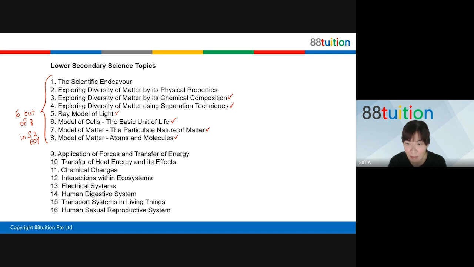So scientific endeavors, even though they say that it's not tested, I have seen questions come out. They expect you to already know this by your fingertips. Anything that's tested here, be it the apparatus they're using, measurements, etc., they expect you to know already. Then of course, all of these chapters will be tested for your Sec 2 end of year.